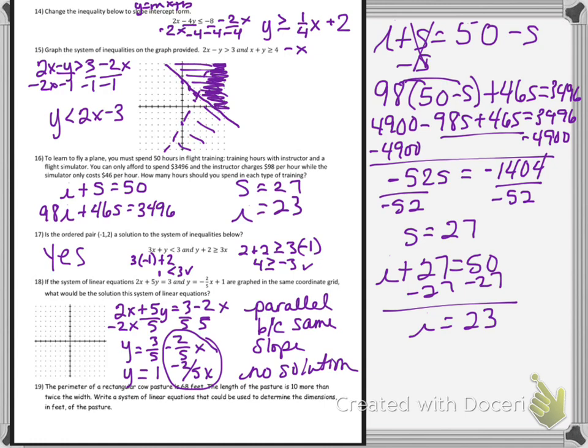And the last one, remember that perimeter is 2L plus 2W. It says the length is, remember, equals 10 more than twice the width.